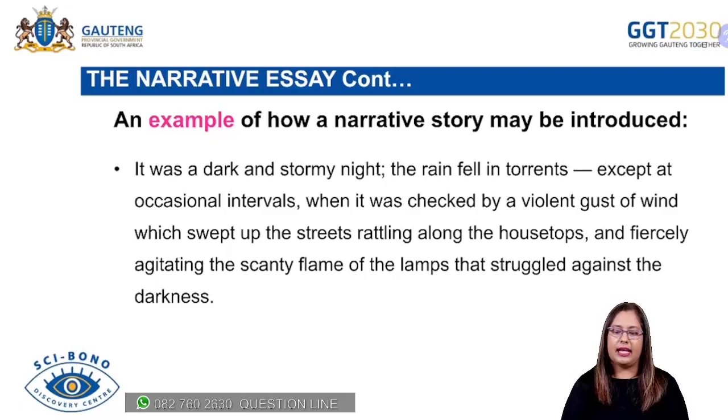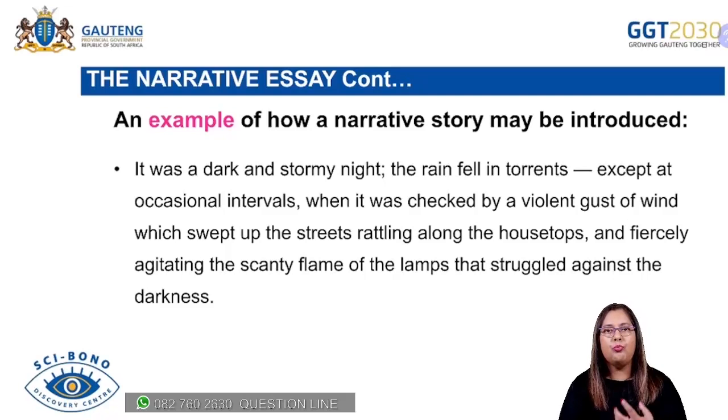It was a dark and stormy night. The rain fell in torrents, except at occasional intervals, when it was checked by a violent gust of wind, which swept up the streets, rattling along the housetops, and fiercely agitating the scanty flame of the lamps that struggled against the darkness. So can you see how many adjectives are used there?